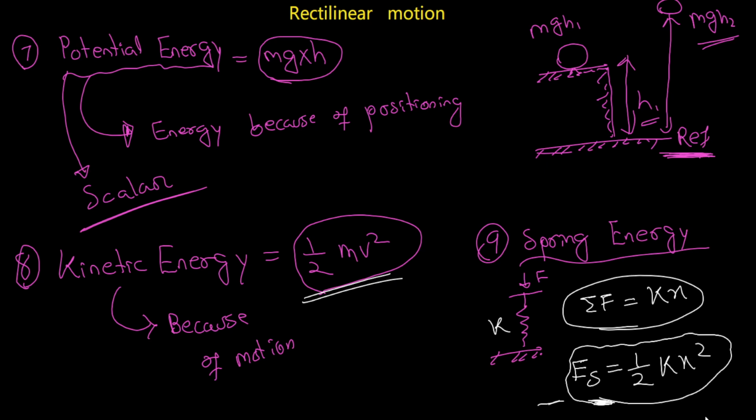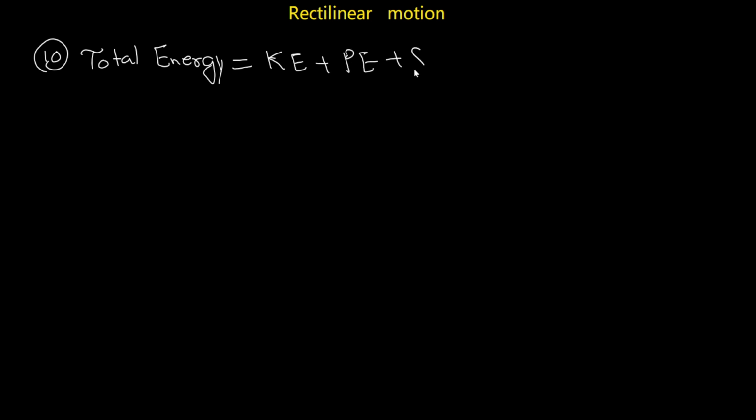The last one, the 10th term, is nothing but total energy. Total energy of any object is nothing but the sum of the kinetic energy plus potential energy plus spring energy. Okay, these are the 10 terms we have to use in rectilinear motion.